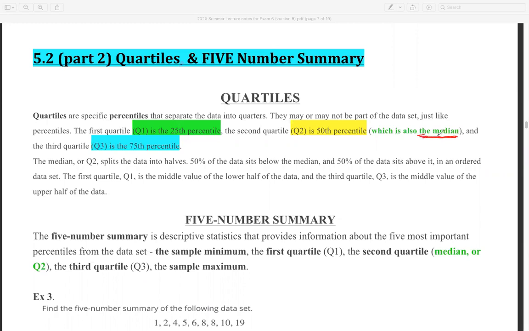And we learned how to find the median back in 5.1. And the third quartile, Q3, is the 75th percentile. The median, or Q2, splits the data into halves. 50% of the data sits below the median, and 50% of the data sits above it in an ordered data set. So it has to be in numerical order. The first quartile, Q1, is the middle value of the lower half. That is important. And the third quartile, Q3, is the middle value of the upper half.